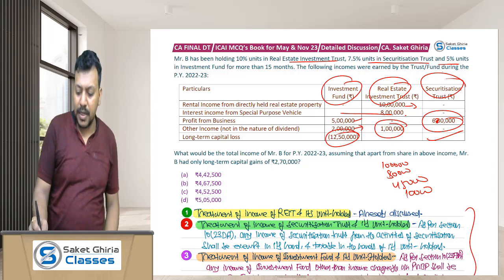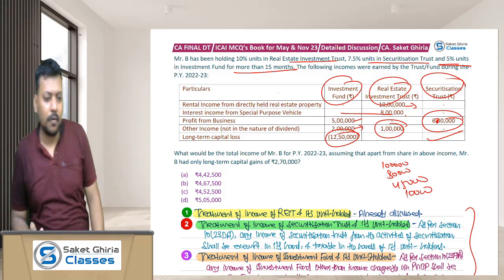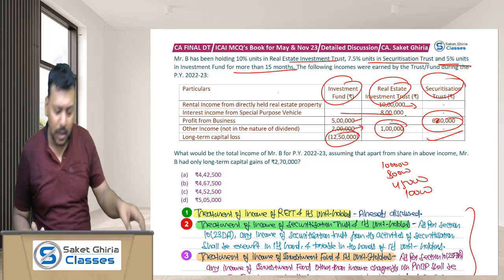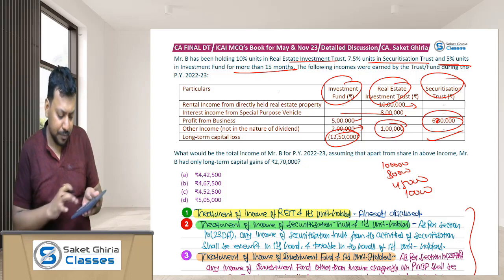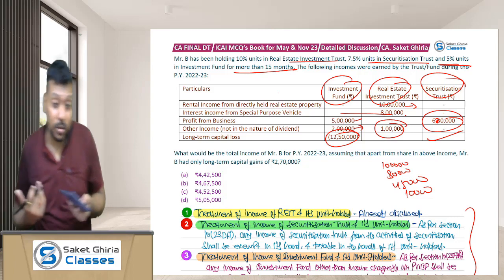In this case, Mr. B has held the unit for more than 15 months. It means Mr. B is eligible for the allocation of long-term cap loss. So his share is 5%. So from 12,50,000 into 5% means 62,500. But sir, what is Mr. B going to do with this loss?